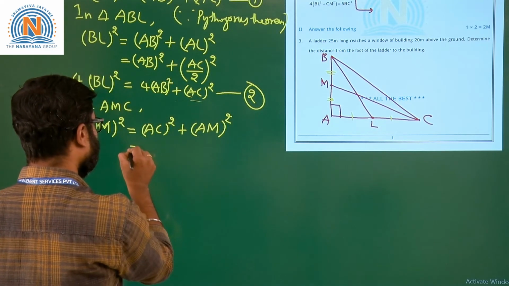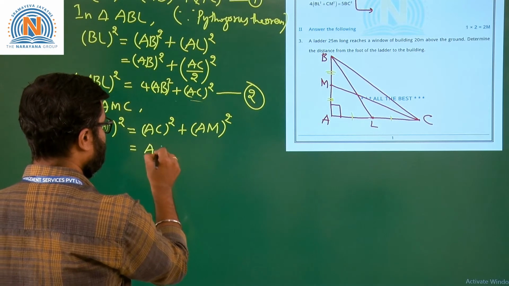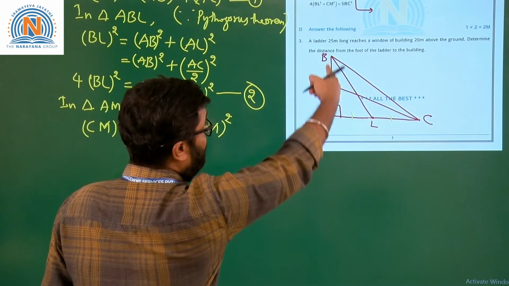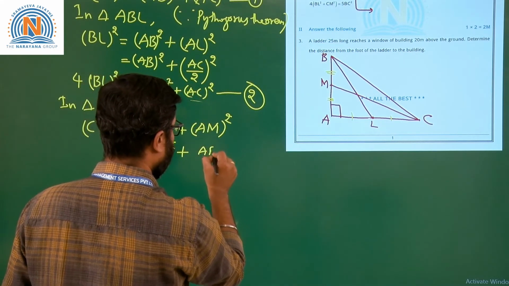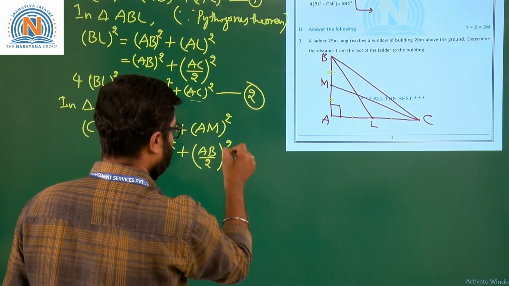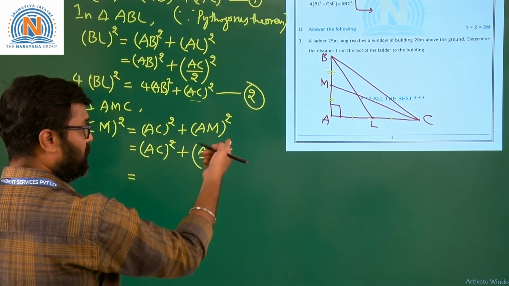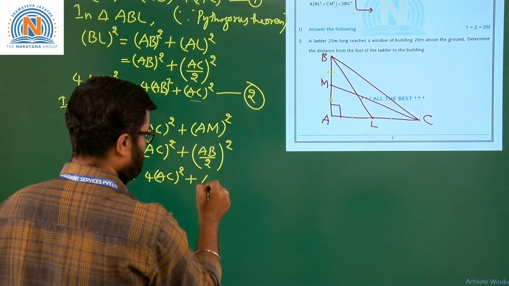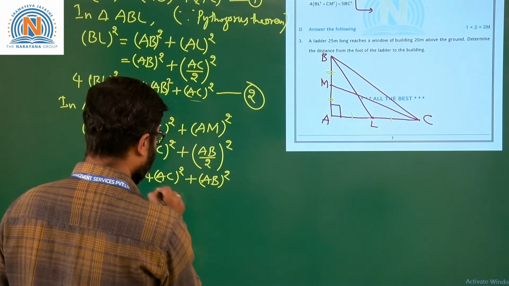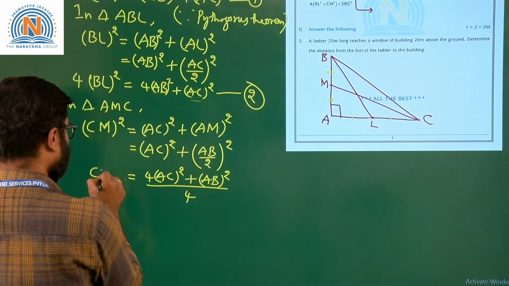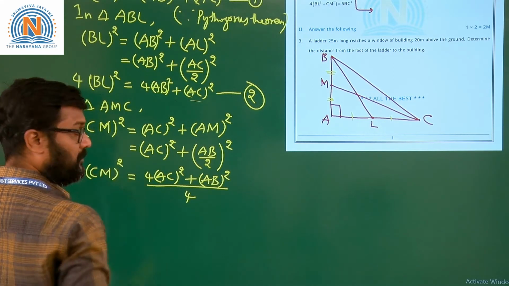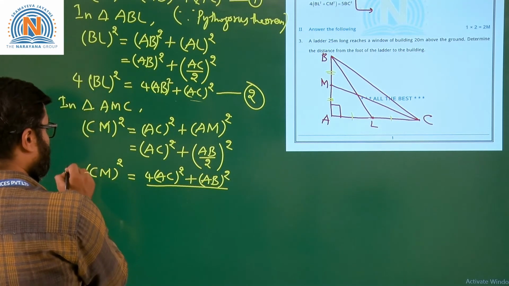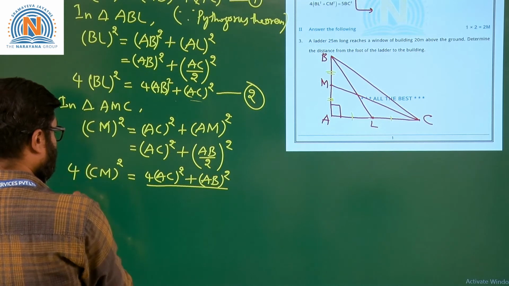Now children, if you observe here, this is AC square, and with the same logic, AM means what here? Half of AB, isn't it? So that is AB by 2 whole square. Here 2 square means 4. So take LCM, this will be 4 AC square plus AB square, divided by 4, and this will be CM whole square. Again this 4 transposes to the LHS and it will be multiplied.